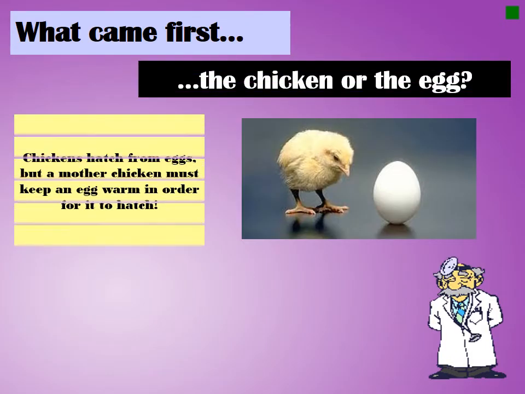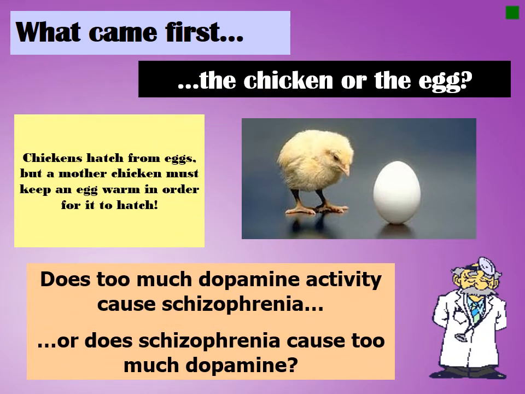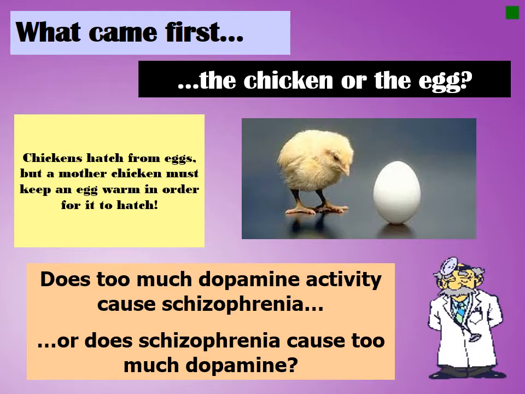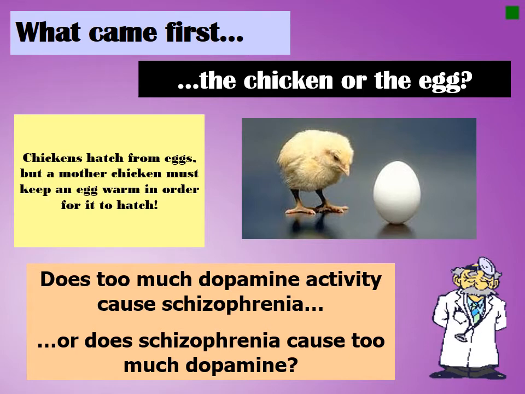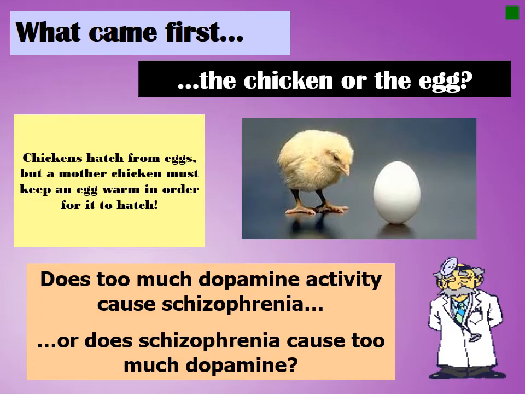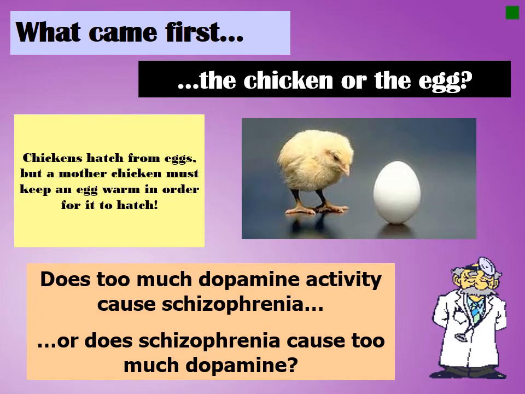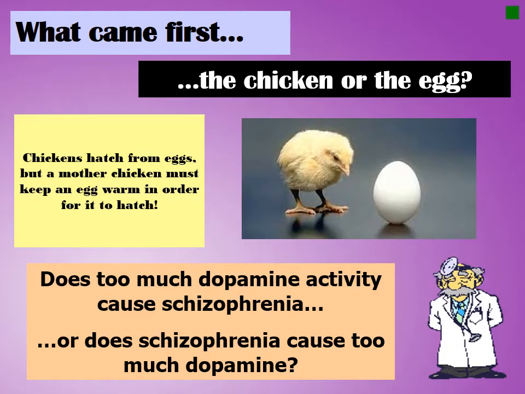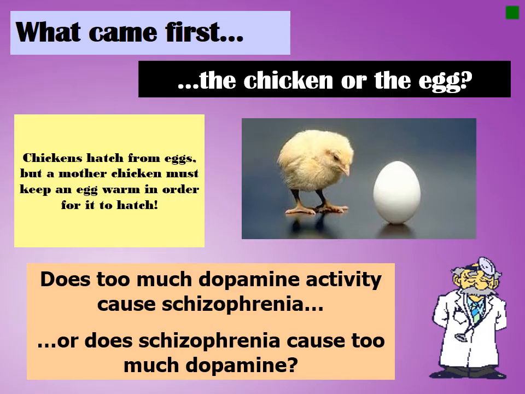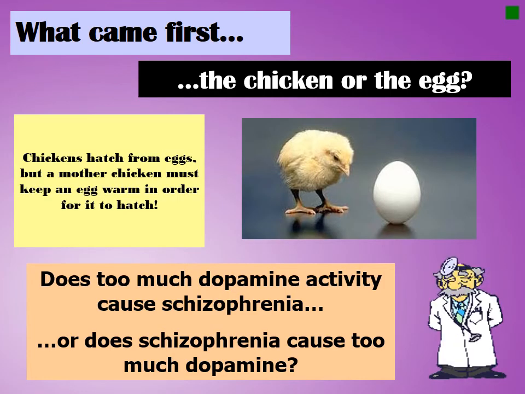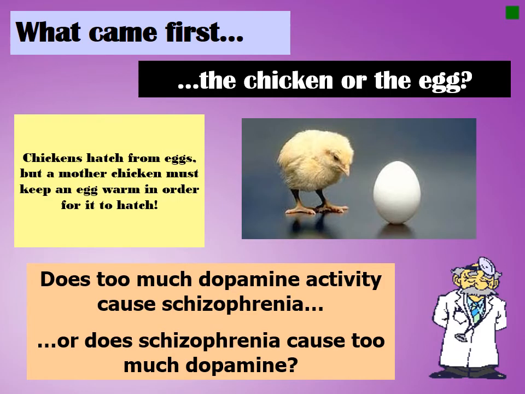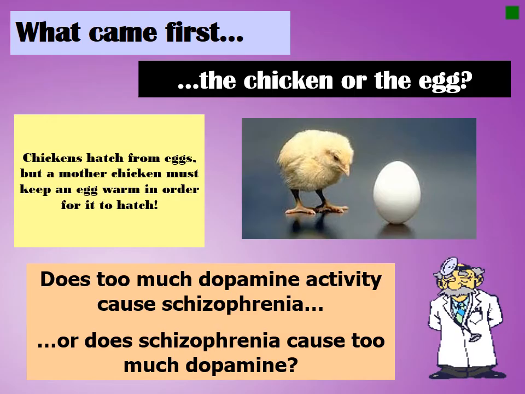You need to be really careful with some of these arguments though, because we call them a circular argument, just the same as what came first, the chicken or the egg. Does too much dopamine cause schizophrenia, or does schizophrenia itself cause too much dopamine? A lot of the issues that we've got with research is they've all been done on schizophrenics, rather than doing them on normal patients who later go on to develop schizophrenia, because ultimately we'll never know who to test. Unless you test everybody in the country, you would never be able to see who does and doesn't go on to develop schizophrenia.